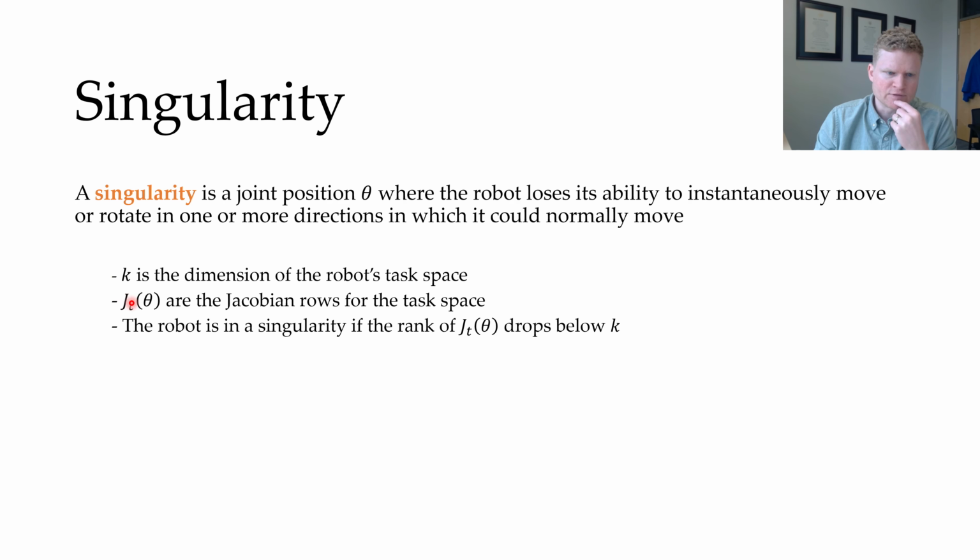Now, J of T is the rows of the Jacobian that correspond to the task space, and we'll call that the task Jacobian. The robot is going to be in a singularity if the rank of J of T drops below K. K is the dimensions I can move. Let's say it's 2. If my Jacobian's rank drops below 2, that means my robot is in a singularity. Let me explain what these mean through an example. I think it'll be a bit more clear.